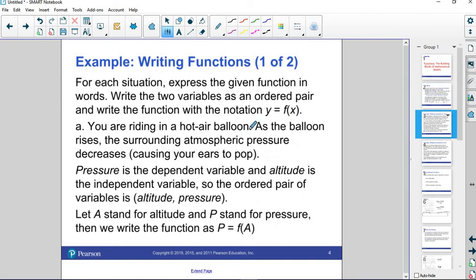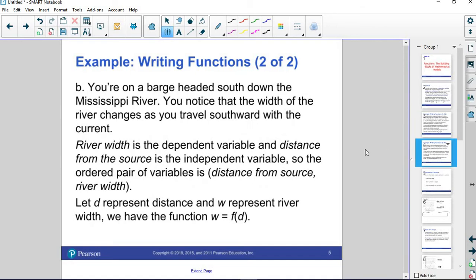Okay, a couple of examples here. I'm riding in a hot air balloon. As the balloon rises, the atmospheric pressure decreases, right? When you go up in an airplane or something like that, your ears pop sometimes. So pressure is dependent upon the altitude. We say P, pressure, is equal to a function of A, which is altitude. That's one way to represent that.